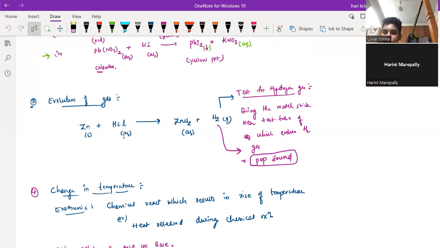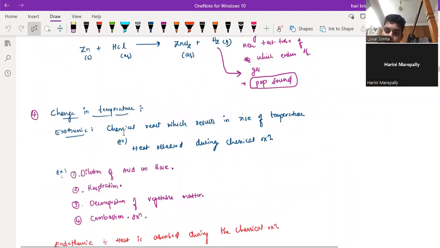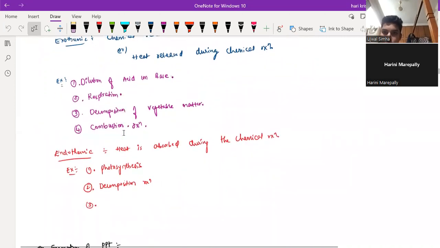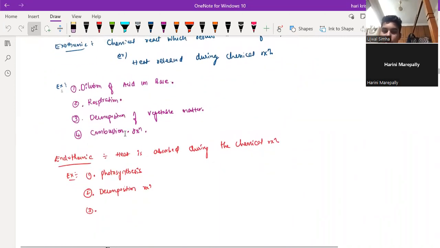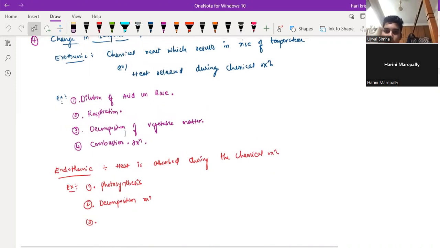The next one is change in temperature. Suppose you take some chemical reaction, either it will absorb heat energy or release heat energy. Photosynthesis is also a chemical reaction. It will absorb the heat energy. Respiration is also one of the chemical reactions. It will release the heat energy. So during a chemical reaction, heat absorption or release also takes place. Endothermic means absorbing of heat, exothermic means releasing of the heat.